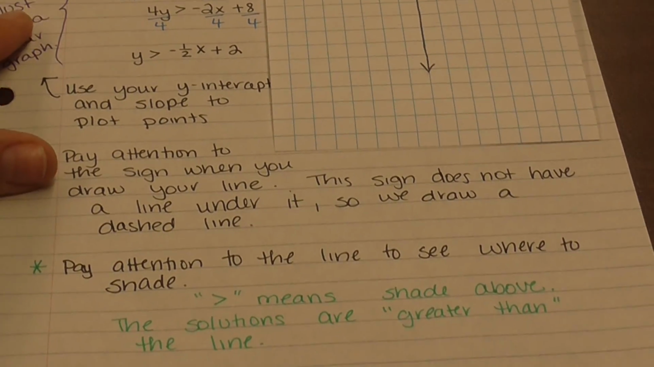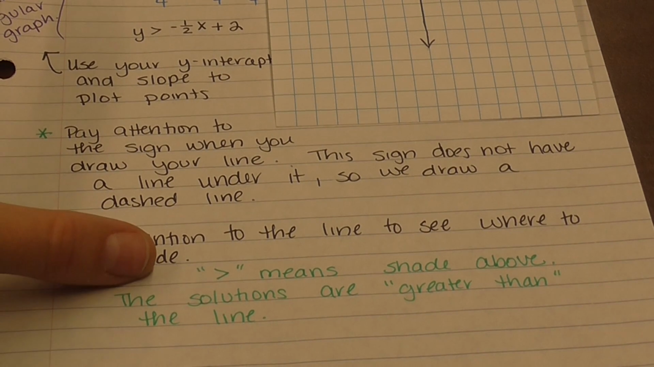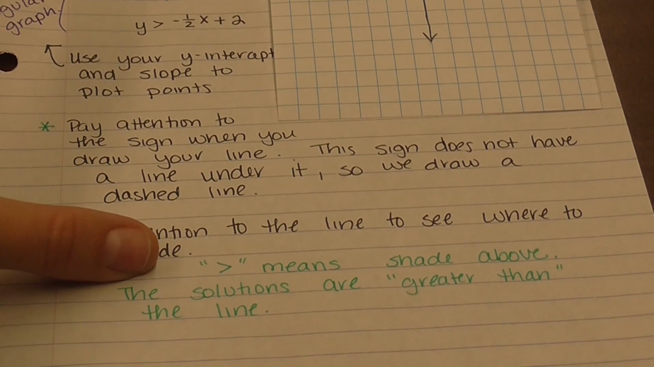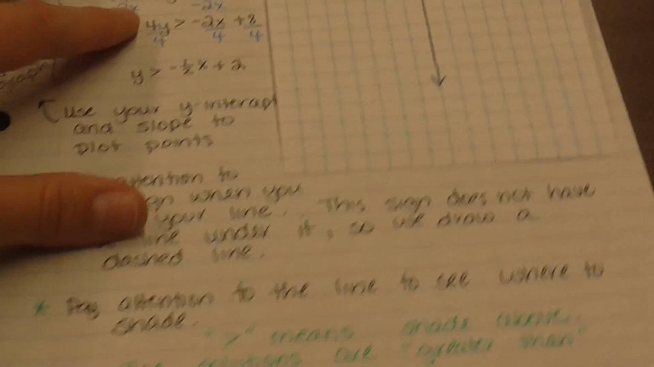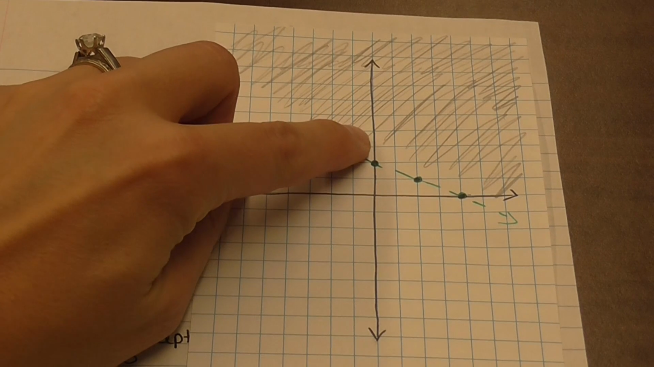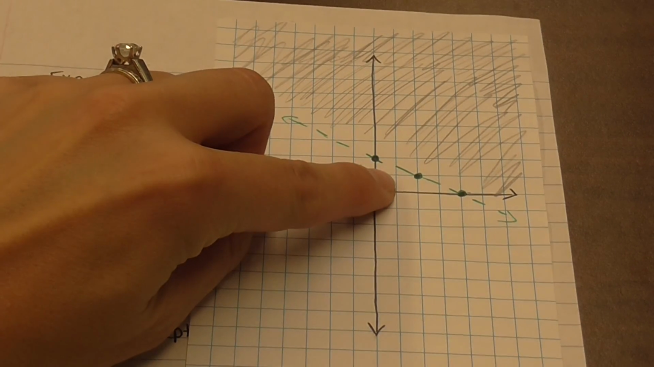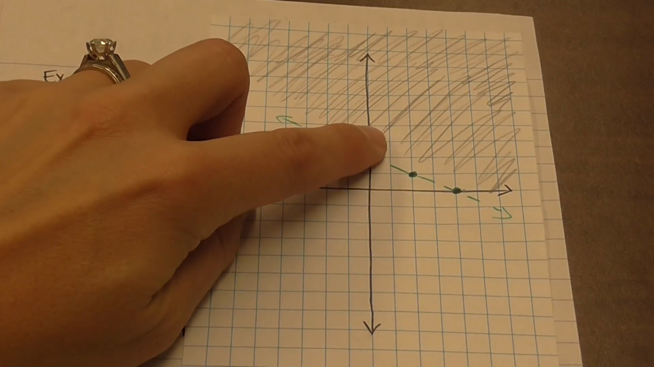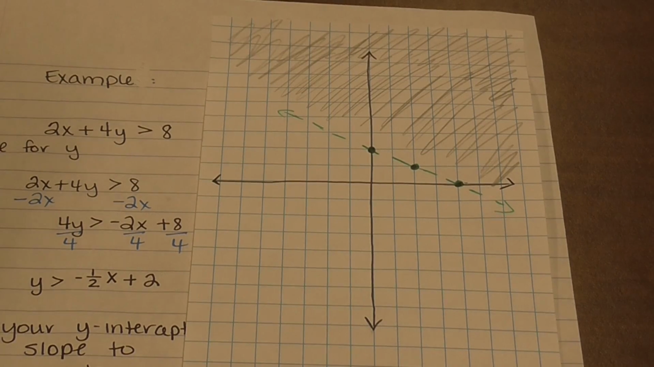and then because it was a greater than symbol, this is how I pay attention to where to shade. Greater than means shade above. What that means is the solutions are greater than the line. So that means if I plugged in this value right here for x, this is the value of 1, I would end up with a y value that was greater than a number on this line. So I hope that helps, and we'll practice tomorrow.